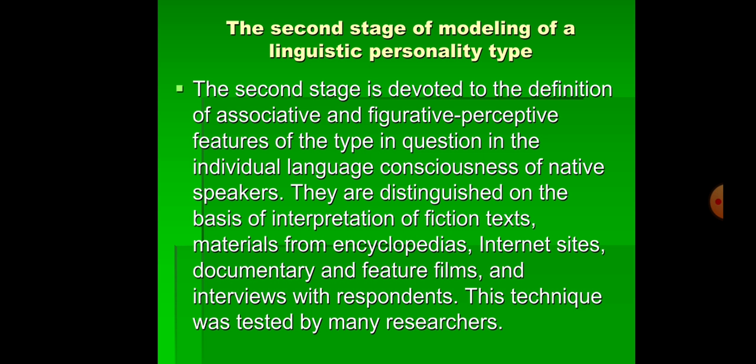The second stage is devoted to the definition of associative and figurative perceptive features of the type in question in the individual language consciousness of native speakers. They are distinguished on the basis of the interpretation of fiction text materials, encyclopedias, internet sites, documentary and feature films, and interviews with respondents. This technique was tested by many researchers.